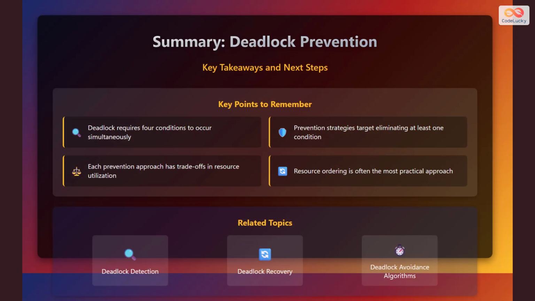To summarize, remember that deadlock requires 4 conditions to occur simultaneously: mutual exclusion, hold and wait, no preemption, and circular wait. Prevention strategies aim to eliminate at least one of these conditions to avoid deadlocks. Each prevention approach has trade-offs in resource utilization and system performance. Resource ordering is often the most practical approach due to its relative simplicity and minimal performance overhead. Next, you can explore deadlock detection, deadlock recovery, and deadlock avoidance algorithms.